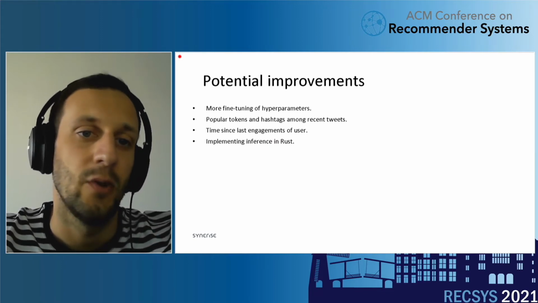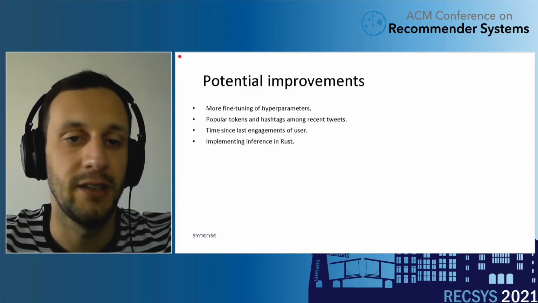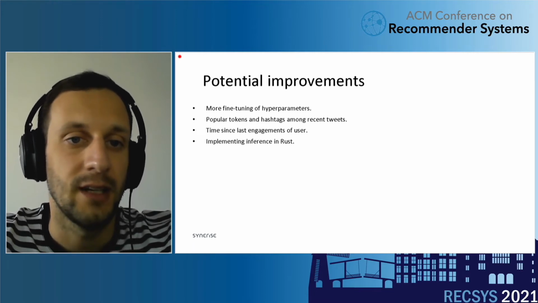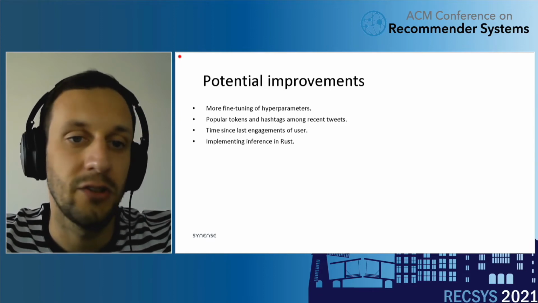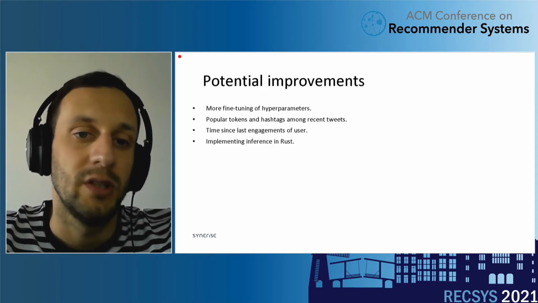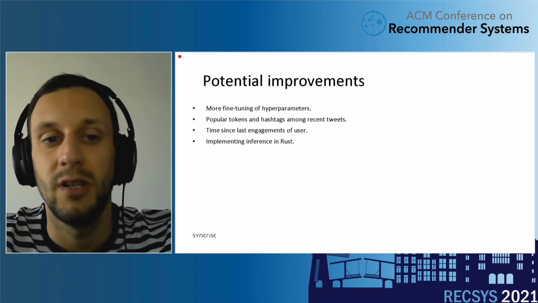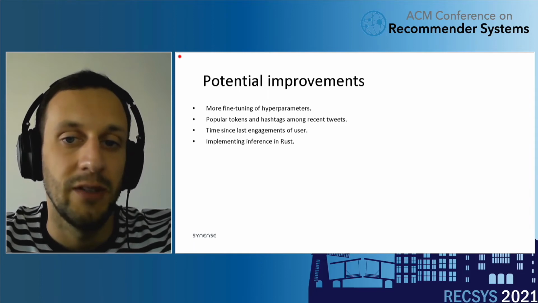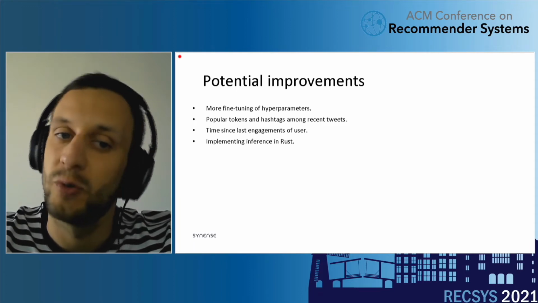And finally, we see some potential improvements of our solution, which we didn't have time to try. First, we didn't fine-tune our model's hyperparameters too much. Second, we didn't take into account some time-aware features like current trending tokens or hashtags. Third, we didn't consider the time since last engagement of the user, which seems to be an important feature. Finally, a more efficient inference implementation in, for example, Rust, will allow us to speed up our prediction time.